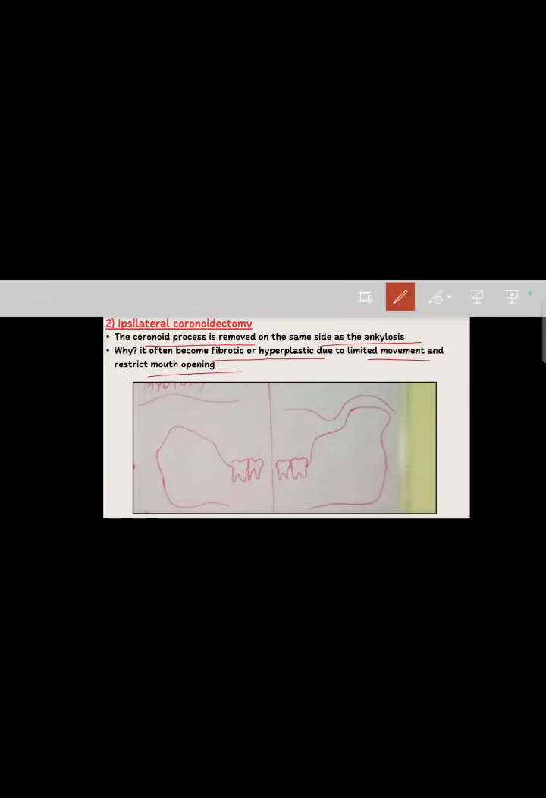So you can see here one coronoid process is completely removed because it shows ankylosis, while the other one is not removed because it does not show ankylosis. So it is known as ipsilateral coronoidectomy.